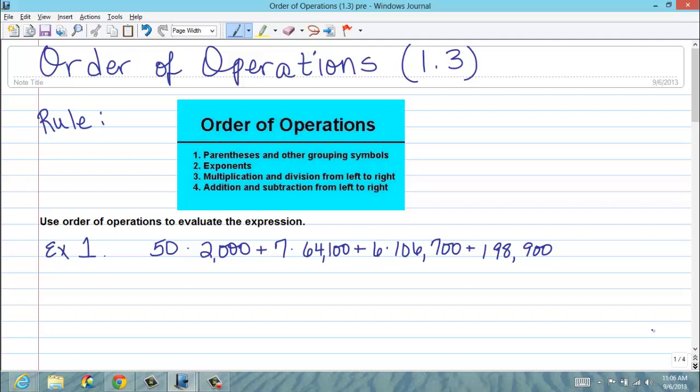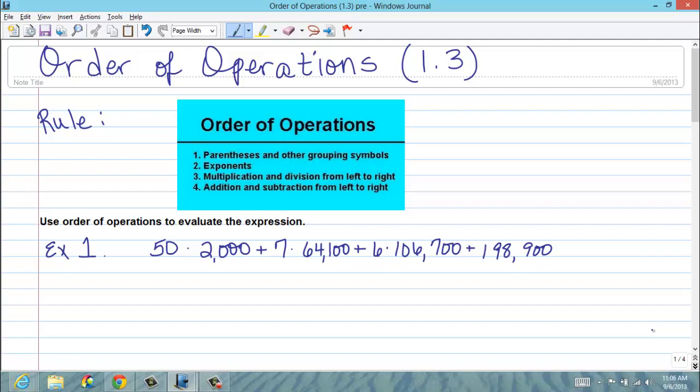Number 1, you must evaluate expressions inside grouping symbols, which could be parentheses, braces, brackets. Number 2, evaluate the powers or exponents. Number 3, multiply and divide from left to right, meaning whichever one comes first as you're reading the problem from left to right. That's the order in which you do it. And then number 4, add and subtract from left to right, again based on the order it appears going from left to right. So let's look at our first example.